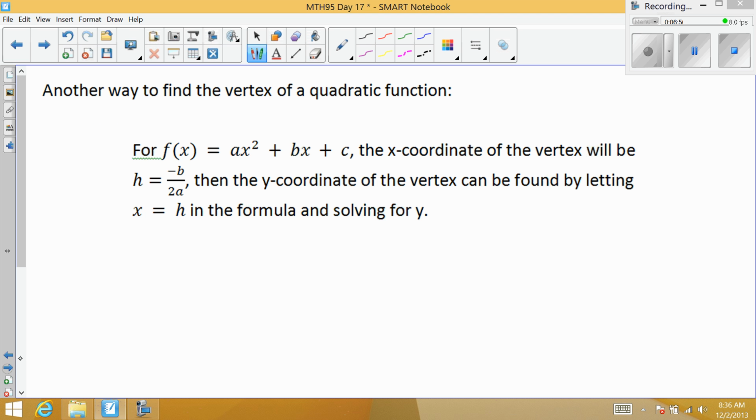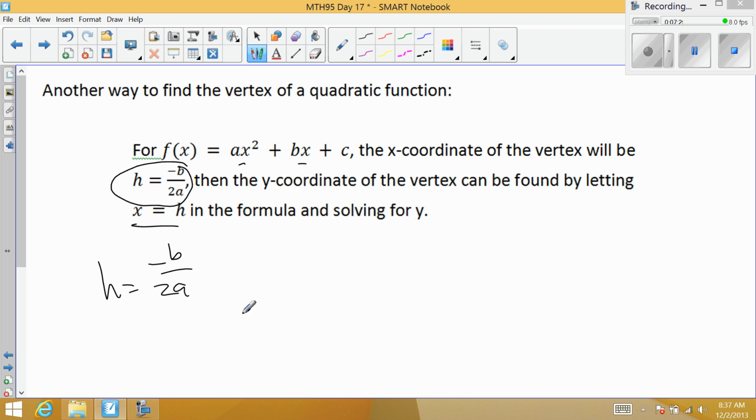Okay. There is another way to find the vertex of a quadratic function, and I like this one when my a's, b's, and c's are at all messy. The x-coordinate of the vertex is going to be simply this formula. h equals negative b over 2a gives me the x-coordinate of the vertex. And then once I've got this value, I can plug it back into my equation for the x value, and then calculate the y value to get the y-coordinate of the vertex.